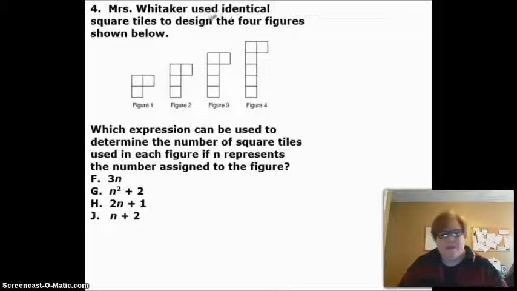All right, number 4, Mrs. Whittaker. Hey, I'm famous. Mrs. Whittaker used identical square tiles to design the 4 figures shown below. Which expression can be used to determine the number of square tiles used in each figure if n represents the number assigned to the figure?